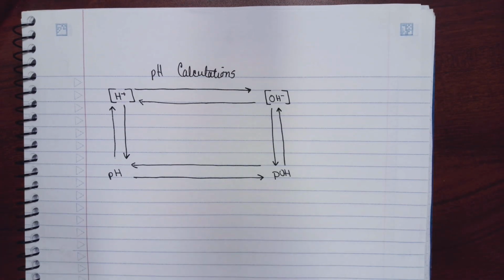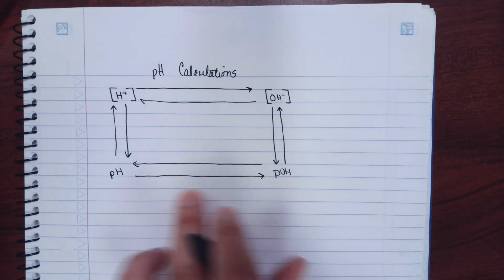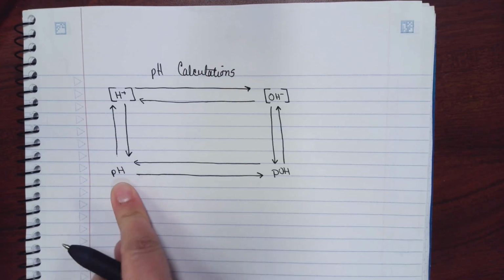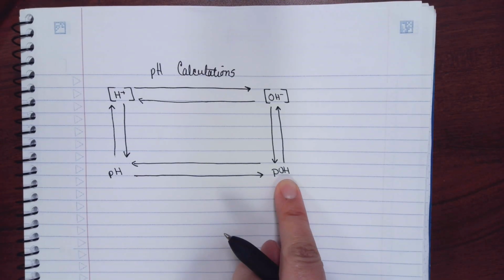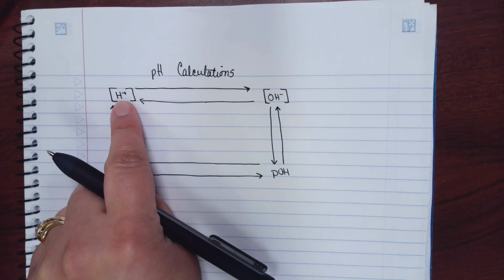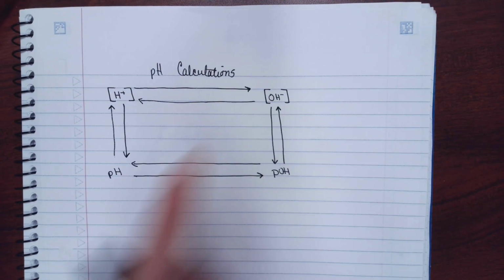Okay. So when we are doing pH calculations, there are essentially four different pieces that we can look at. There's the pH, which is the power of hydrogen. There's the pOH, which is the power of hydroxide. There's the concentration in molarity of our H plus ions. And then there's the concentration in molarity of our hydroxide ions.